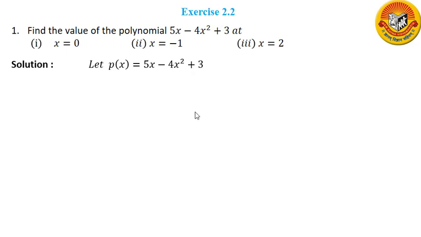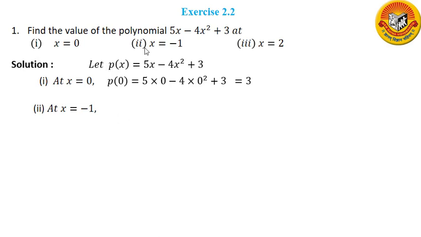Now what I have to do? In place of x I have to replace 0. So I have p(0), which is 5 into 0 minus 4 into 0 square plus 3. So this term is 0, this term is 0. So my result is 3. So this 3 is the value of polynomial p(x) at x equals 0.